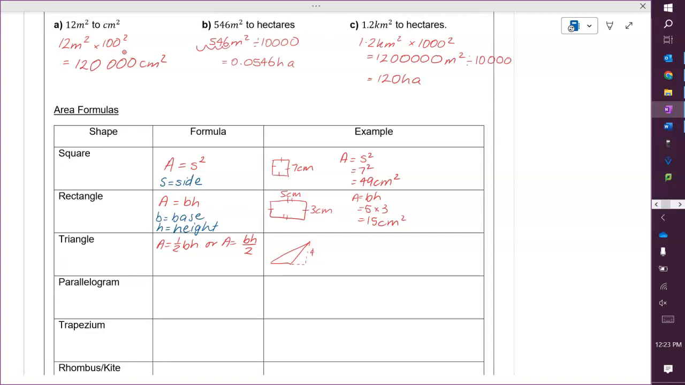So our height here is going to be 4 centimetres and the base is 3 centimetres, and that's sort of a little right angle there. So area is half BH, so a half times the base times the height. Base times height gives us 12, and half of that then is 6 centimetres squared.